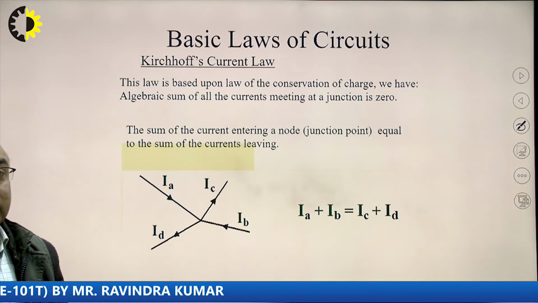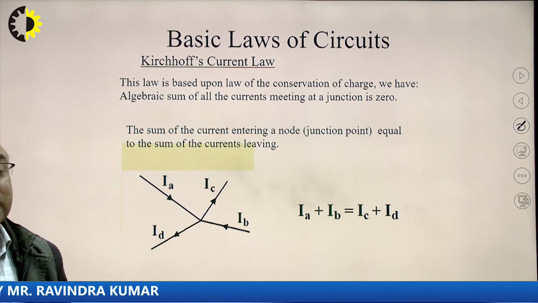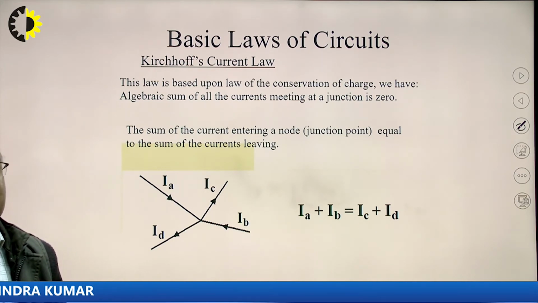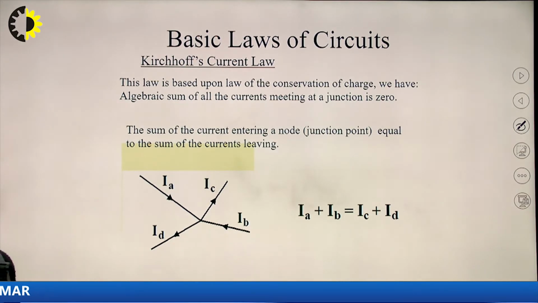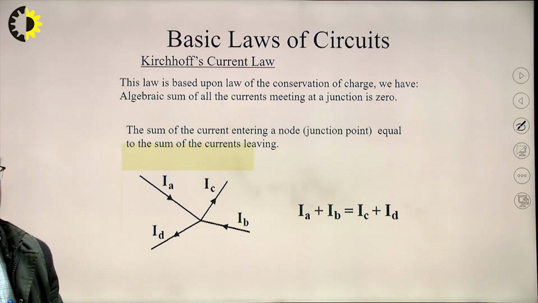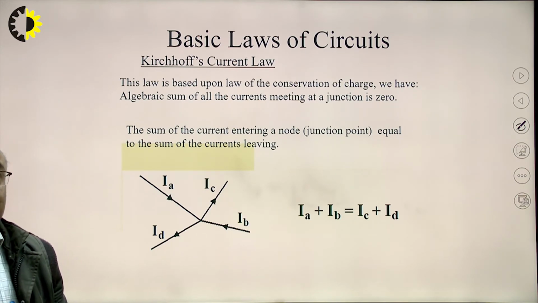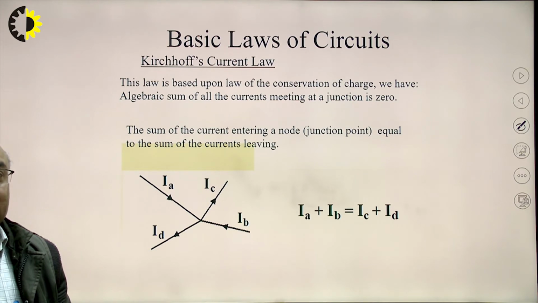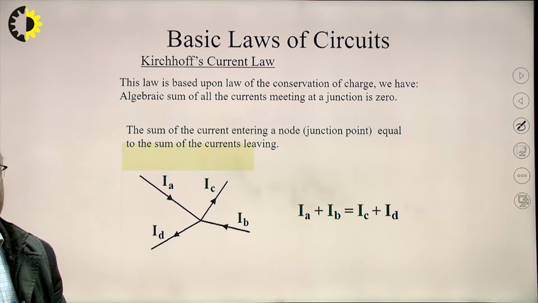Now, next we have basic laws of the circuits. This includes KCL and KVL. KCL stands for Kirchhoff's current law, while KVL stands for Kirchhoff's voltage law. So, first one we have Kirchhoff's current law. This law is based upon the law of conservation of charge, as per which the algebraic sum of all the currents meeting at a junction point is 0. As a conclusion of this, we can say the sum of the currents entering at a node or junction point is equal to the sum of the currents leaving the junction point.